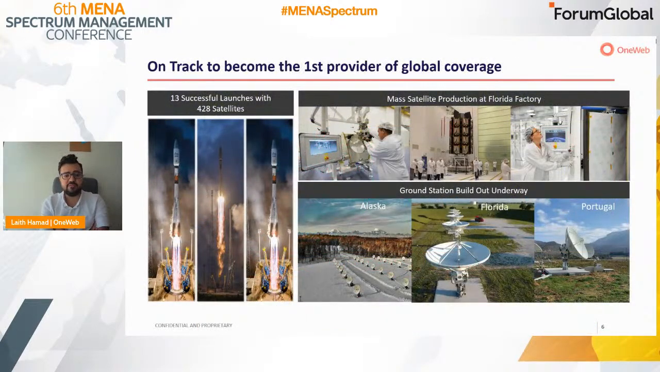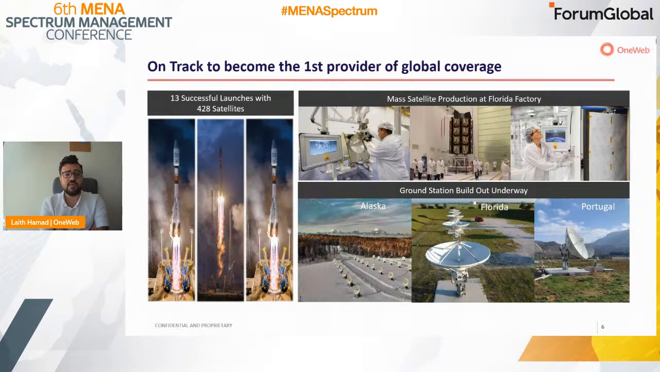So that's also an overview of the current status. 13 successful launches, and 428 satellites out of 588 have been launched already and are currently in space. We manufacture our own satellites in our factory in Florida. We are capable of producing 1 satellite per day.